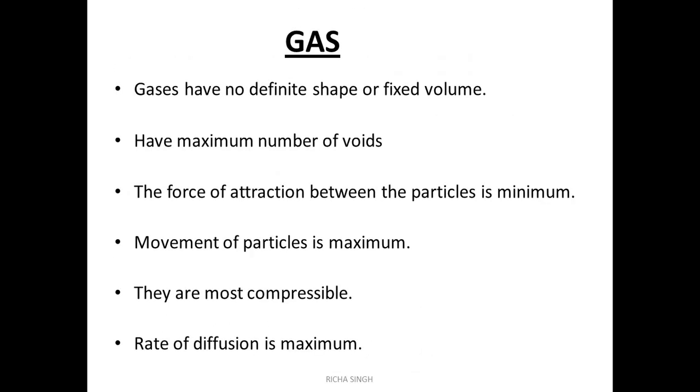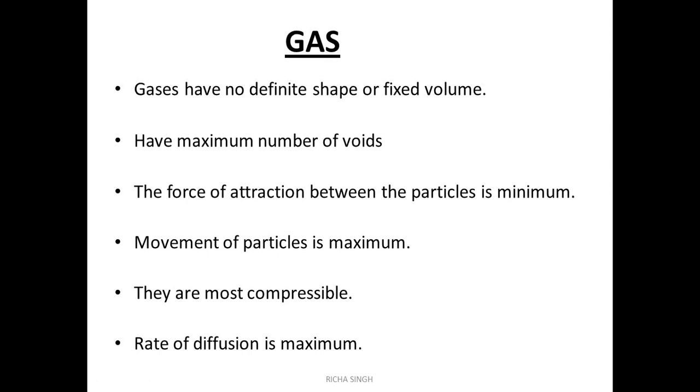For gases, no definite shape and no fixed volume. They have maximum number of voids. Force of attraction is minimum. Movement of particles is maximum. Why? Because the particles have too much space between them. Therefore, movement of particles is maximum. Gases are the most compressible, and the rate of diffusion is also maximum because the density is least.